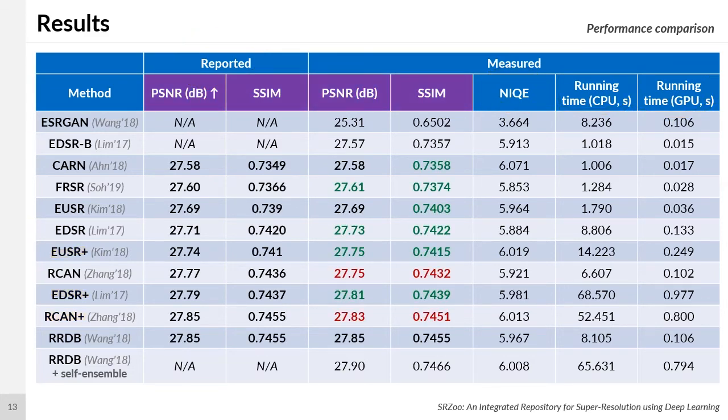It is also shown that there are some differences between the originally reported metrics and those measured by SRZoo. For instance, the performance measured by SRZoo shows that RRDB is slightly better than RCAN+, while each original paper reported the same PSNR values and SSIM values. This justifies the necessity of SRZoo for a fair comparison of the models with the same criteria.